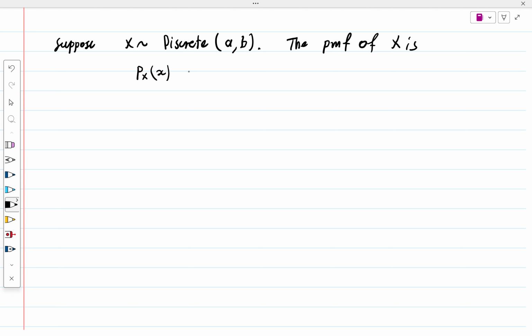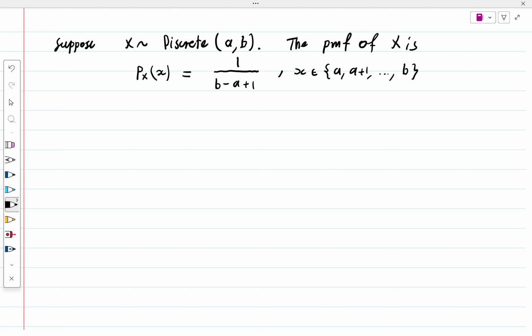Suppose X has a discrete uniform distribution with parameters a and b, where a is the minimum and b is the maximum. The probability mass function, or the PMF, of X is therefore given by the following. P_X(x) is equal to 1 on b minus a plus 1, where x takes the values a, a plus 1, all the way to b.